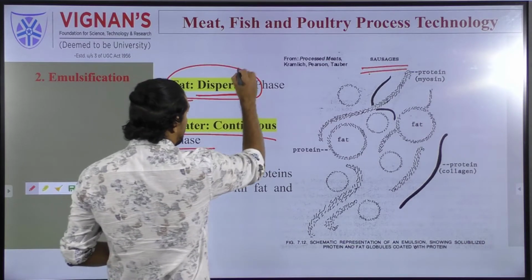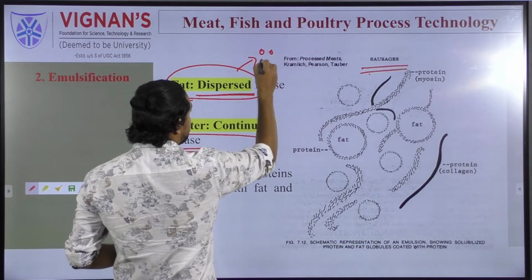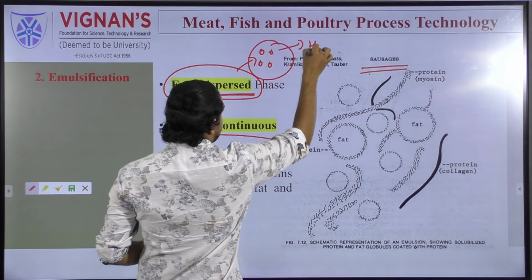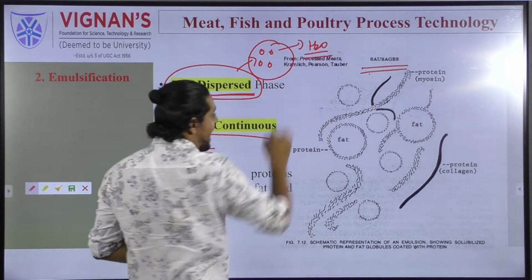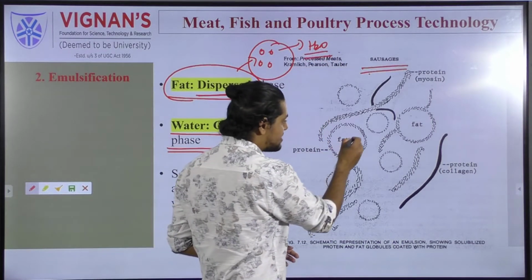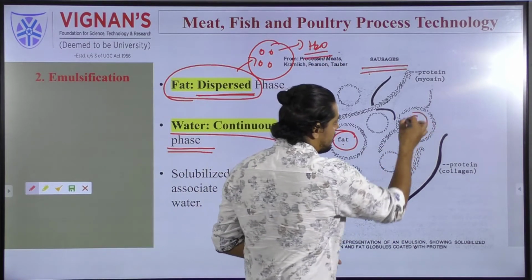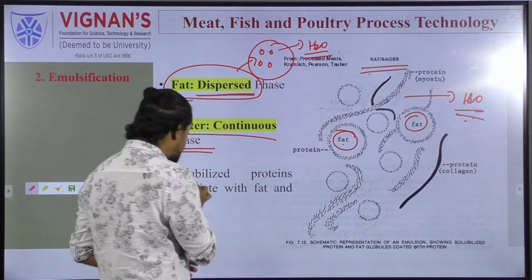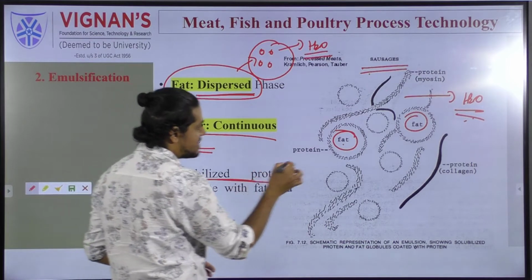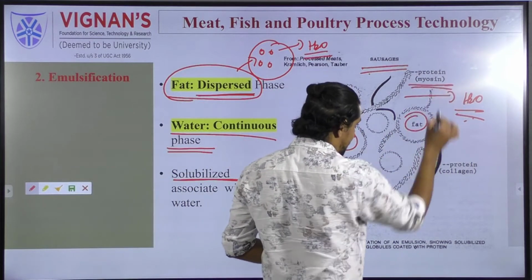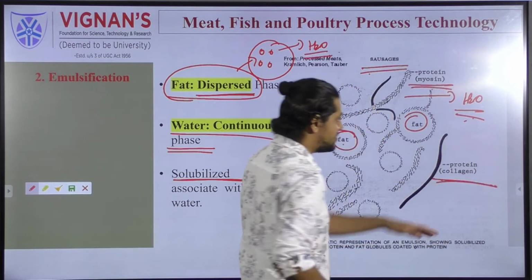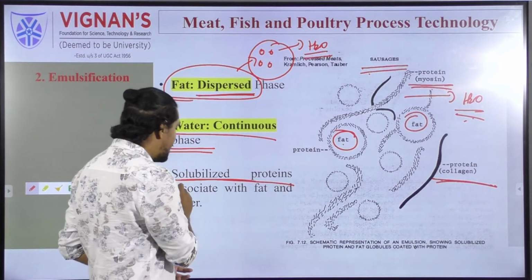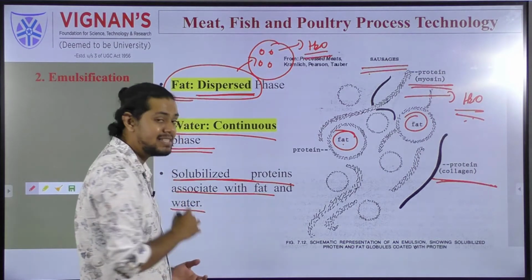That means the fat is existing in the form of smaller droplets which are dispersed in water. As you can clearly see here, this is the fat globule, which is dispersed in water. The solubilized proteins such as myosin as well as collagen protein are the protein components as far as meat is considered. So they are associated with the fat as well as water.